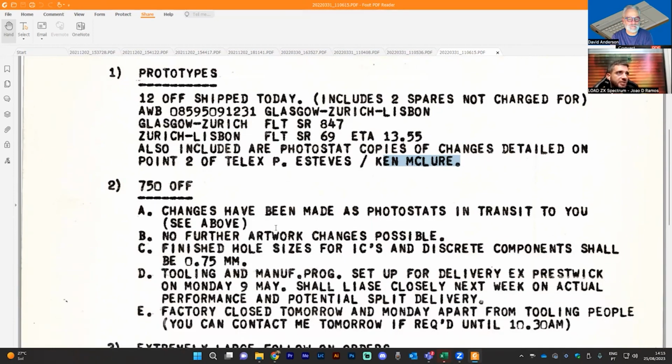750 off. Changes have been made. No further artwork change possible. Finish all size for ICs. 0.75 millimeters. Tooling manufacturing setup for delivery. Prestwick on Monday, 9 of May.